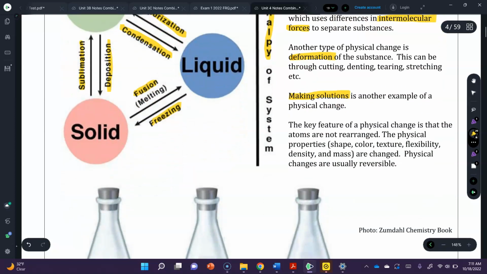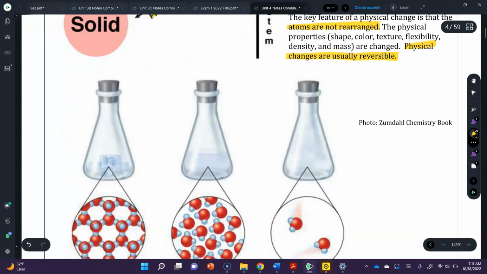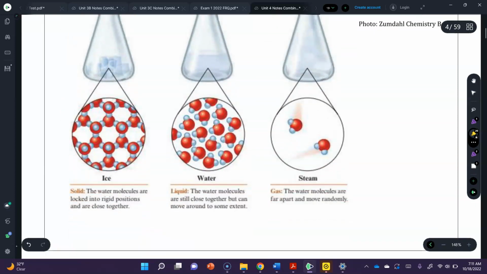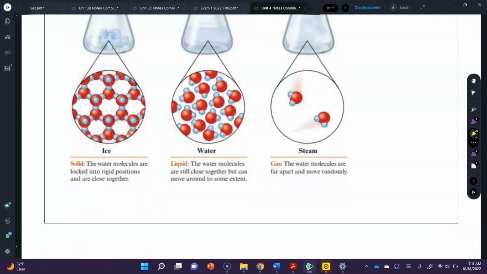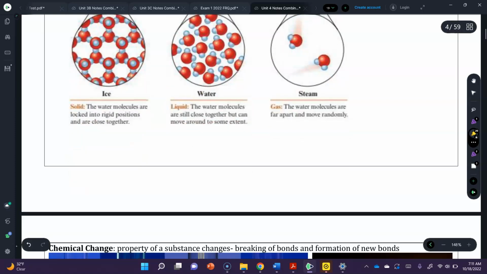The key feature of physical change is that the atoms are not rearranged. The physical properties, shape, color, texture, flexibility, density, mass, and so forth are changed, but it is not changed chemically. Physical changes are usually reversible. And so we have additional pictures showing a solid, liquid, and gas representation of water.